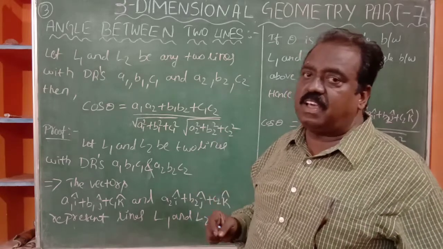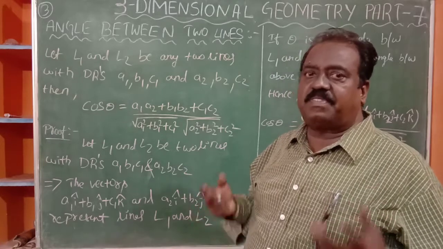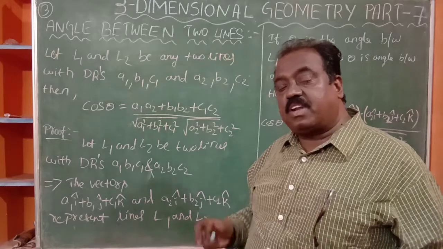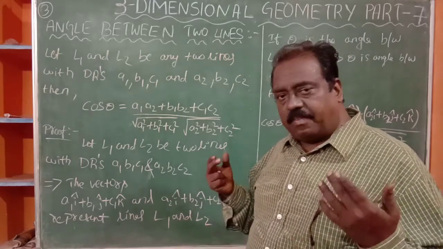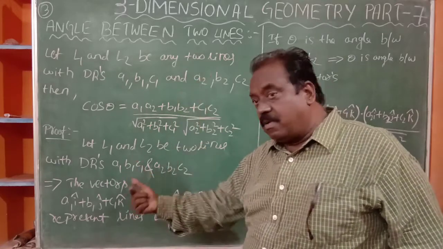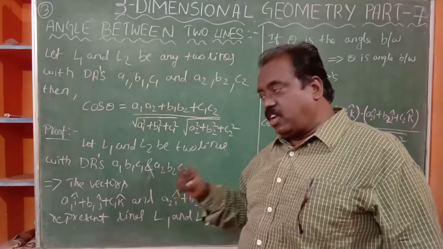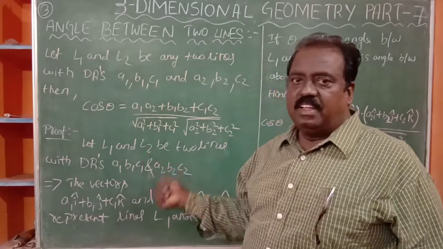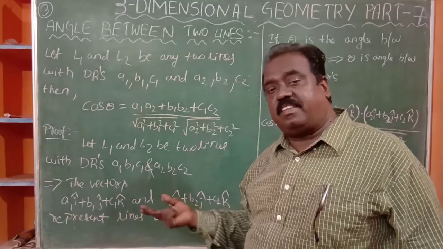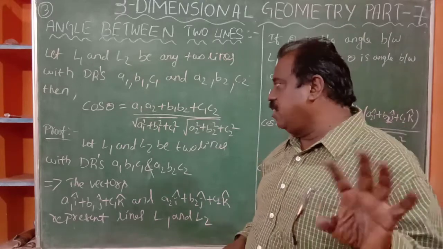What are the DRs? DRs are a set of three numbers which are proportional to the DCs. What are the DCs? They are the cosines of the angles made by that line, L1 or L2, with the x, y, z axes. Certainly it makes some angles with the axes, these are called DCs, and from that we can get the DRs. Now everything is known.